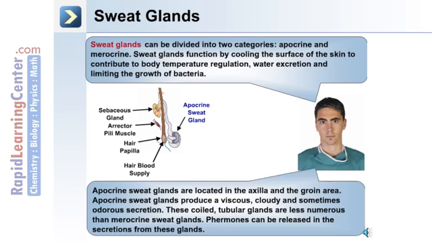Apocrine sweat glands are located in the axilla and the groin area. They produce a viscous, cloudy, and sometimes odorous secretion. These coiled tubular glands are less numerous than merocrine sweat glands. Pheromones can be released in the secretions from these glands.